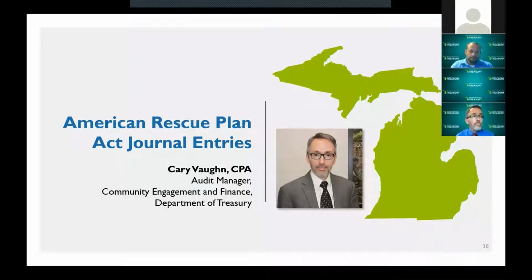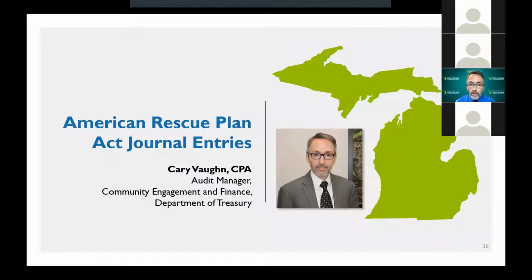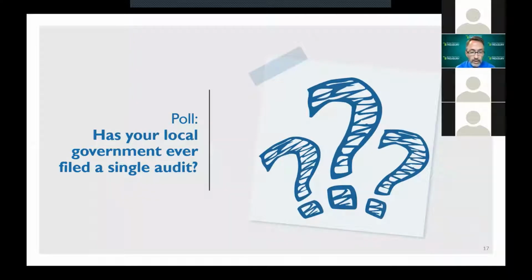Great, thank you, Mike. Our next speaker for today is Kerry Vaughan. Kerry is the manager of the audit section at the Michigan Department of Treasury, and he'll be sharing information about how local governments should record revenues from the American Rescue Plan Act. Hello, everyone. Kerry Vaughan, like was said, I've been working for Treasury for quite some time now, and I'm happy to talk about the American Rescue Plan Act with you.